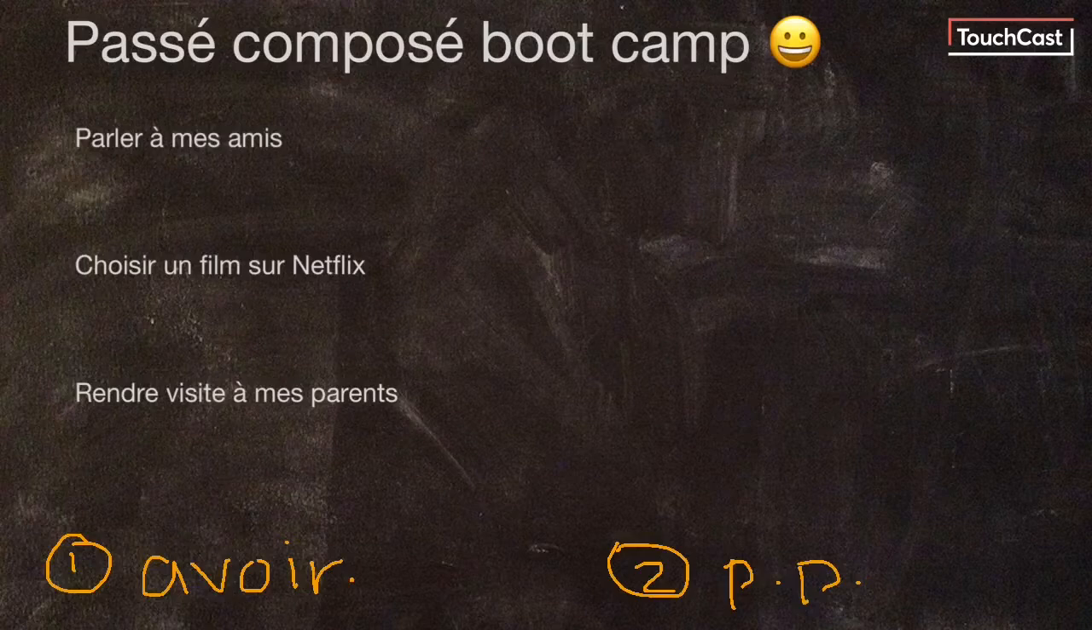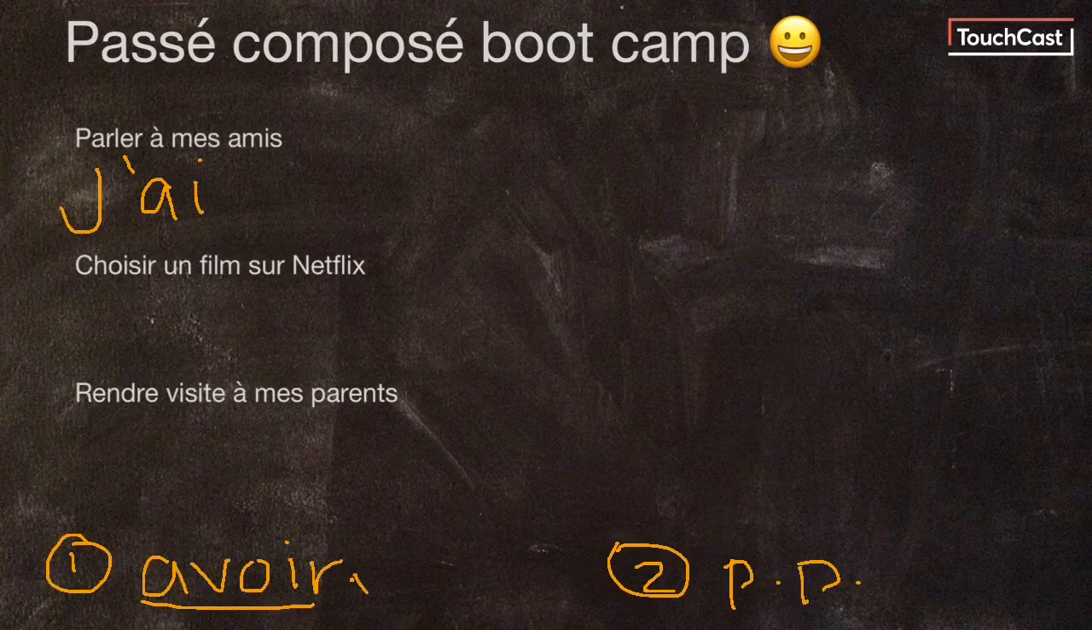So let's start with some of these regular verbs that take avoir in the passé composé. First we have parler à mes amis, to speak to my friends. If you want to say I spoke to my friends, what you have to do first is put in je, because we're talking about ourselves, so I. And then you conjugate it for avoir. So then you do j'ai.